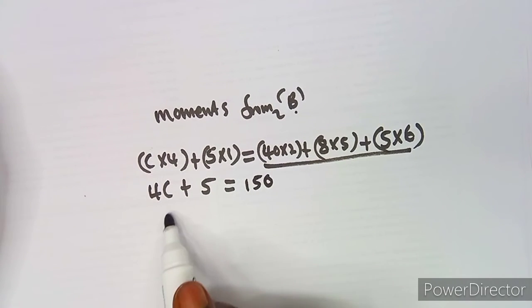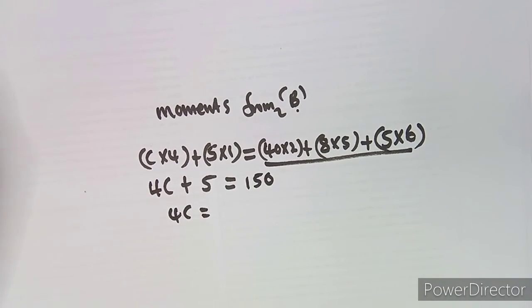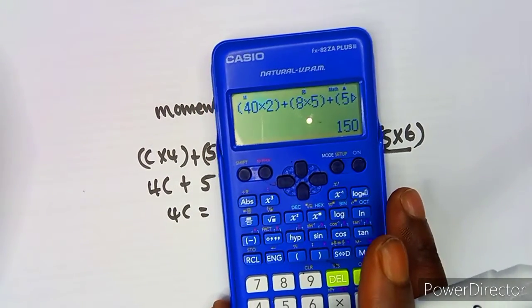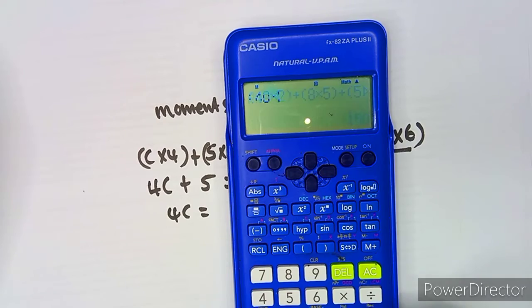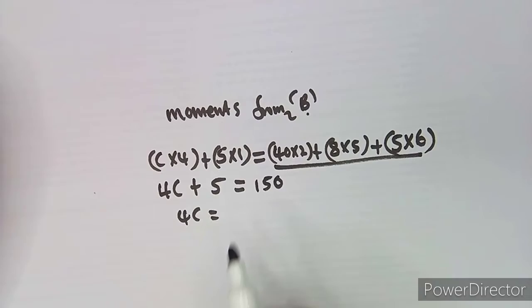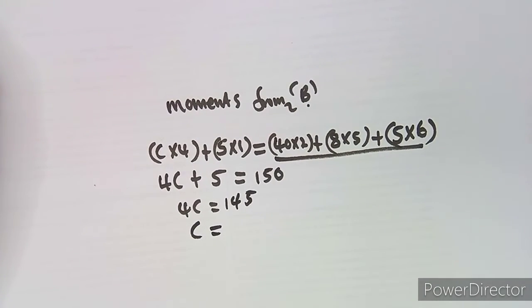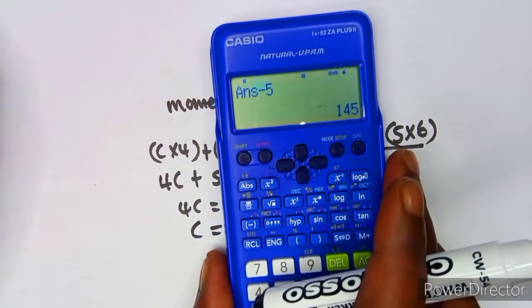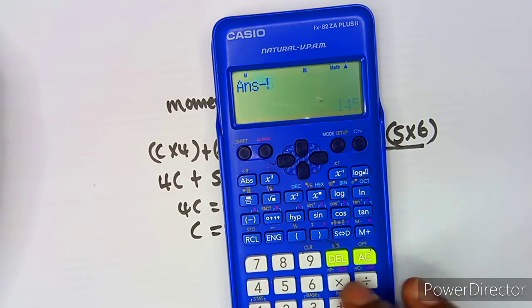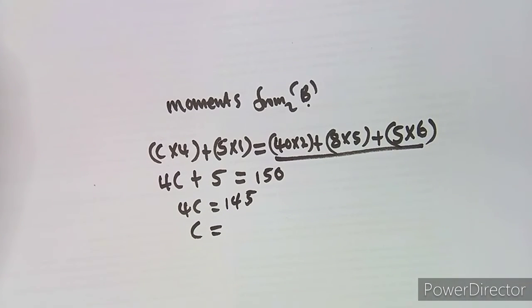Then 4c is going to be equivalent, you subtract 5 from 150, which is going to be something like 145. So you just subtract 5, which is 145. Okay, so you're going to obtain 145. Then you divide by 4. So this answer here, if we divide by 4, we are going to obtain 36.25.